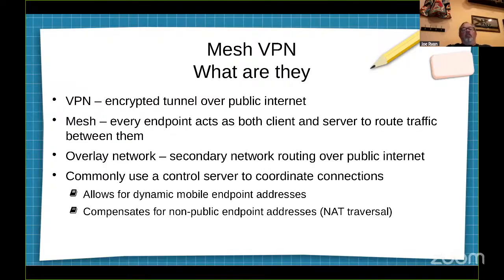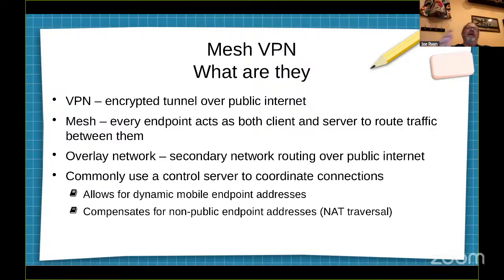They are an encrypted tunnel over the public internet. It's a virtual private network. So it creates a tunnel between two endpoints or multiple endpoints. For the mesh, every endpoint acts as both a client and a server and routes traffic between them. So you could have 15 nodes, and they don't have to talk all to one central node in a mesh VPN. They talk to each other as needed. They use an overlay network, which is basically a secondary network routing that then exists over the public internet.